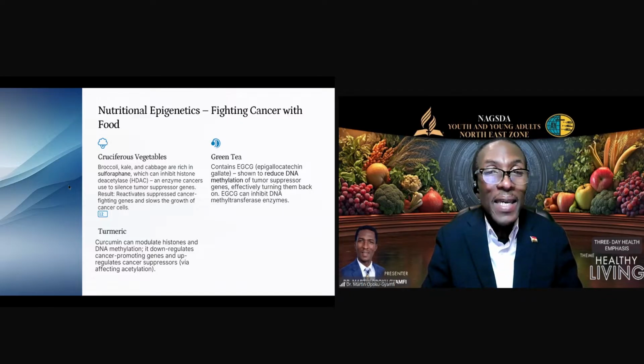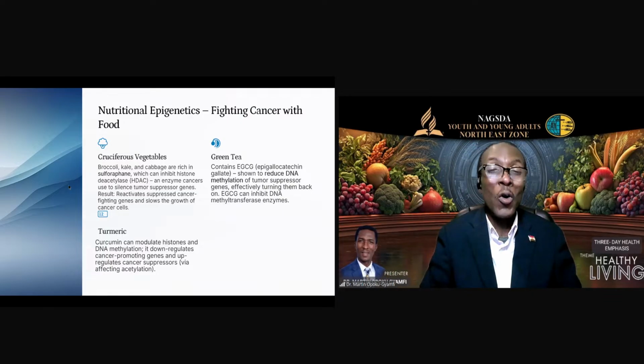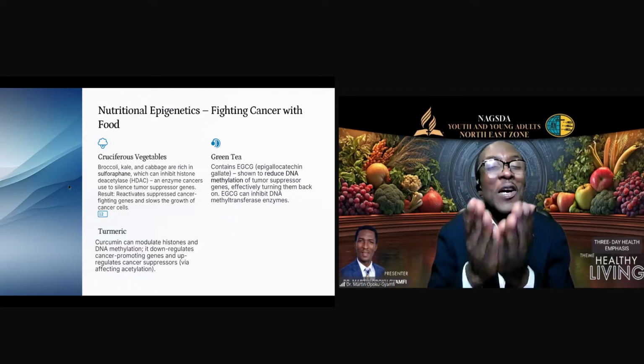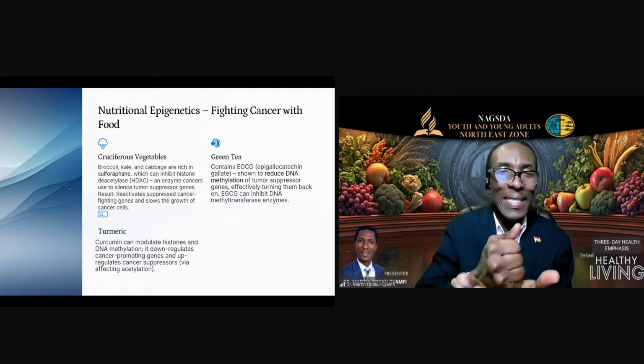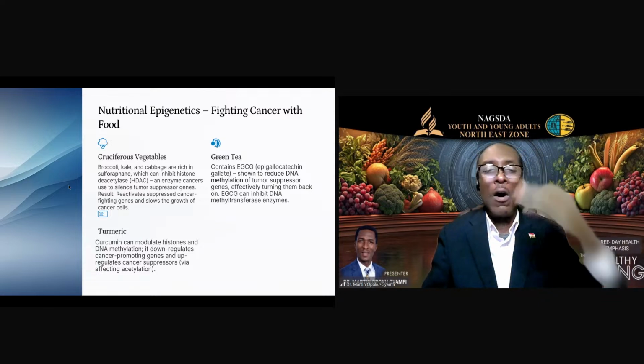So green tea and that extract, the EGCG, can also turn back the tumor suppressor gene. So green tea also creates its own epigenetic tags, cancel out the effect of those things.